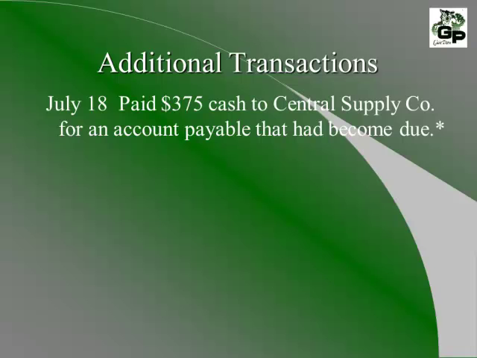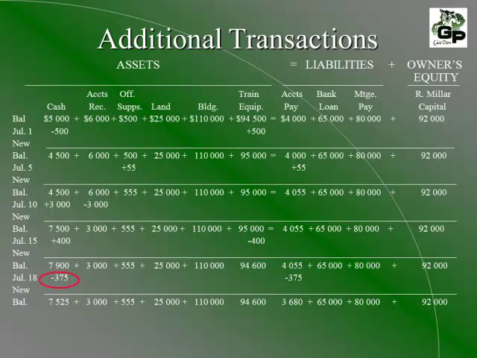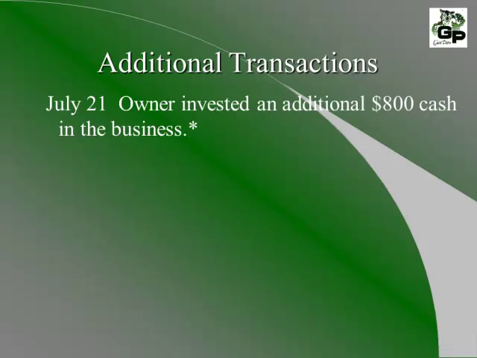On July 18th, $375 was paid to Central Supply Company for accounts payable that had become due. This means that cash was taken out, $375, and because it was paid, the accounts payable goes down by $375. The cash account now has a value of $7,525, and the accounts payable account has a value of $3,680.